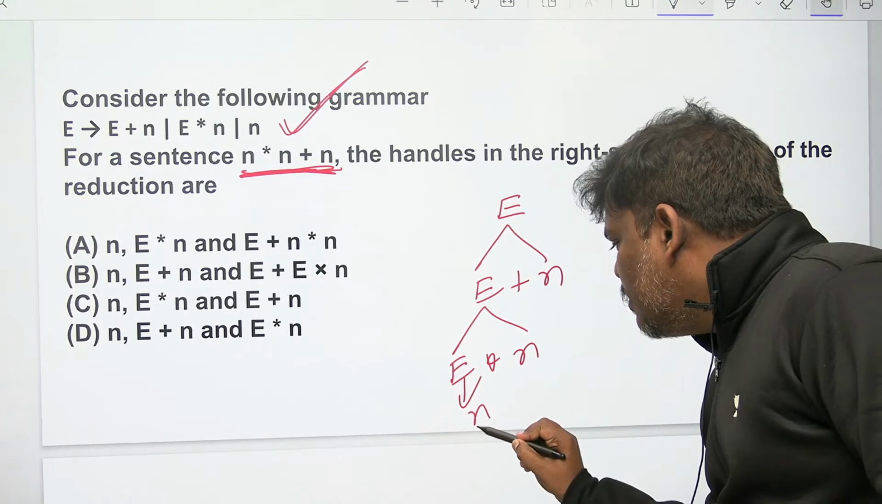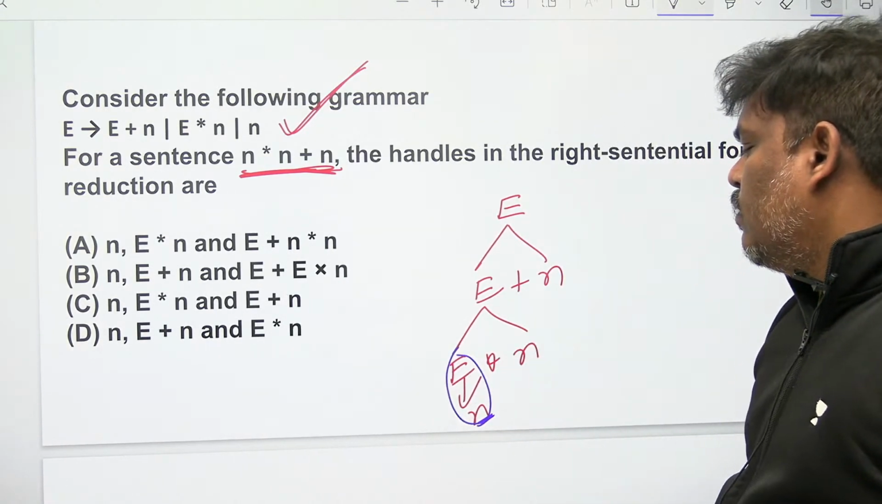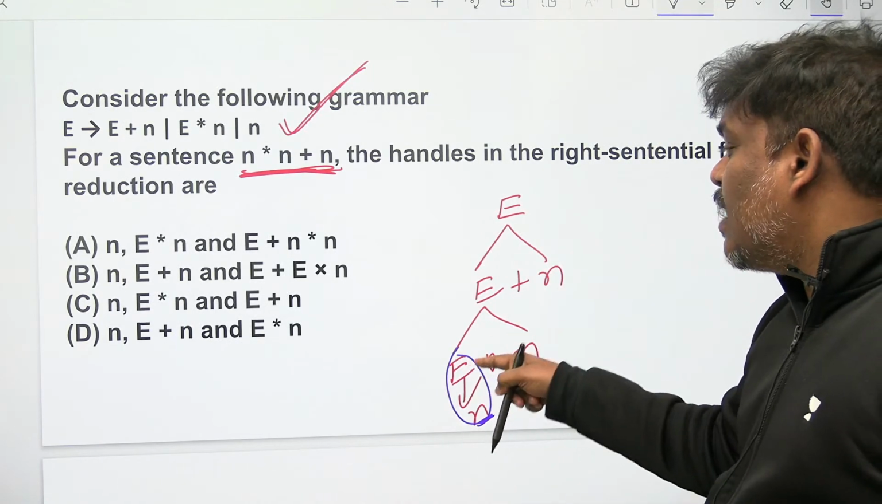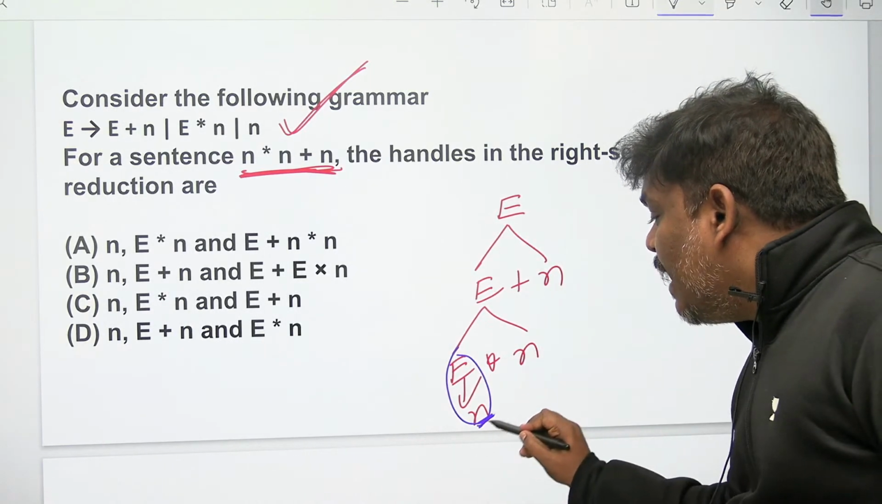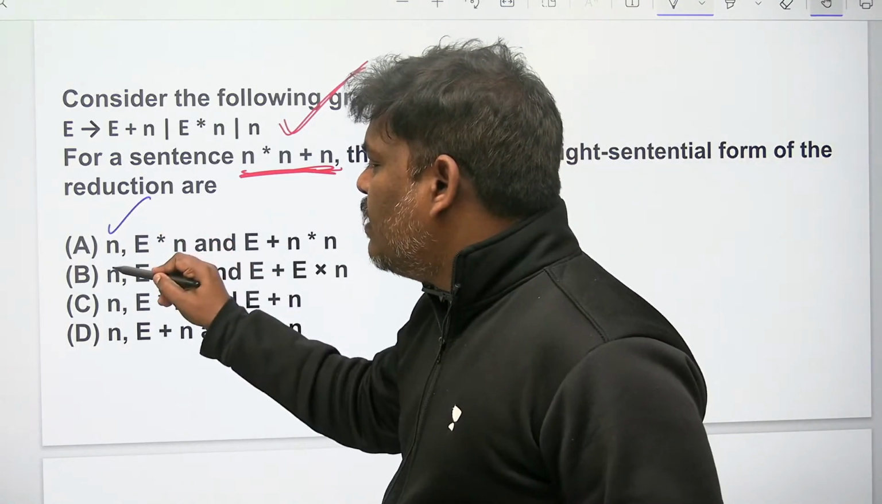See this one. This n is replaced by E. This is the first reduction. N replaced by E is called a reduction. You are replacing n by E. So the first handle is n.